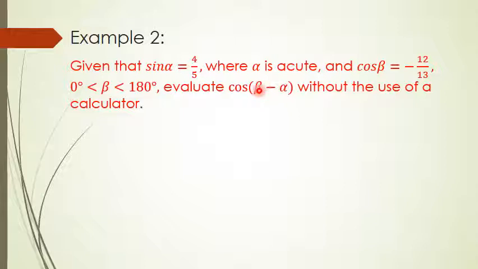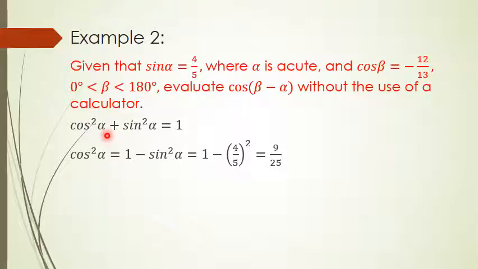Now, in order for us to use the compound angle formula, we will need the sines and cosines of both angles. Here we are given sine alpha, we need to find cos alpha. And here we are given cos beta, we need to also find sine beta. Now, since alpha is acute, we have no problem there. We can use the identity cos squared alpha plus sine squared alpha equals 1.